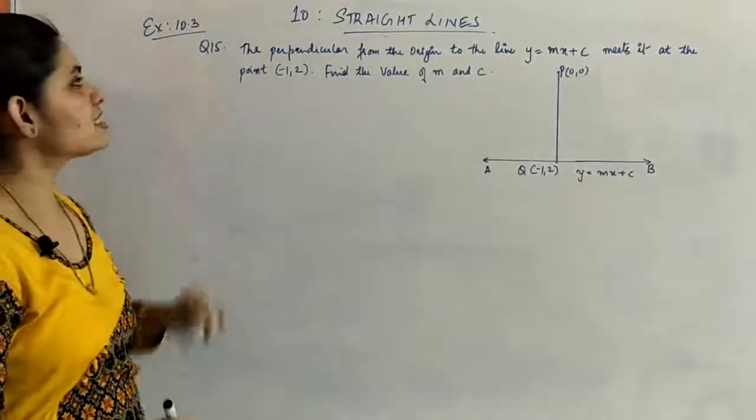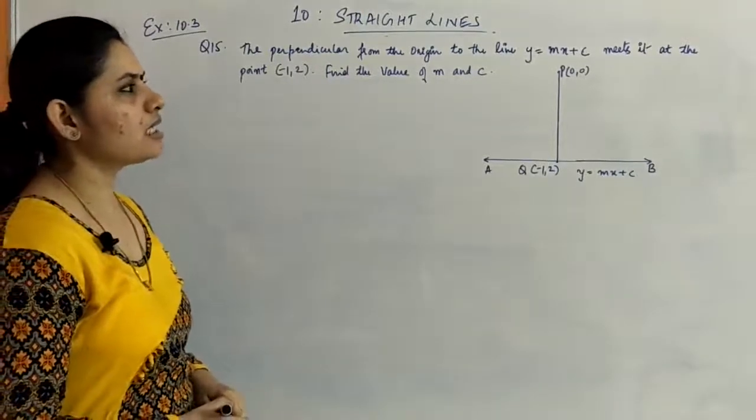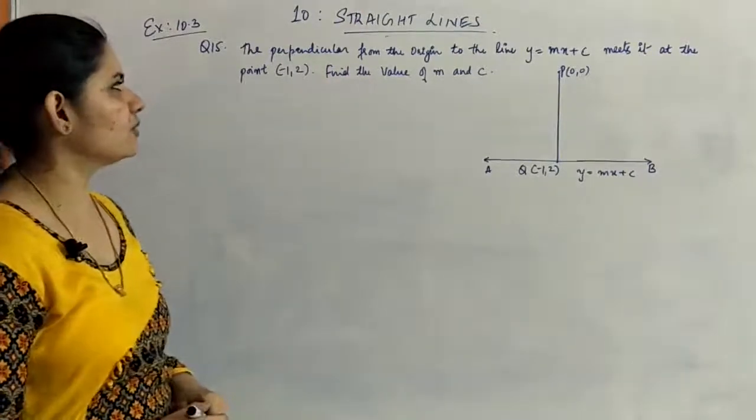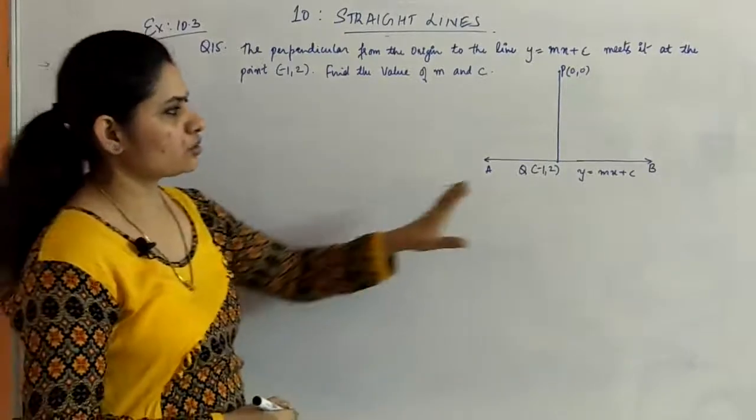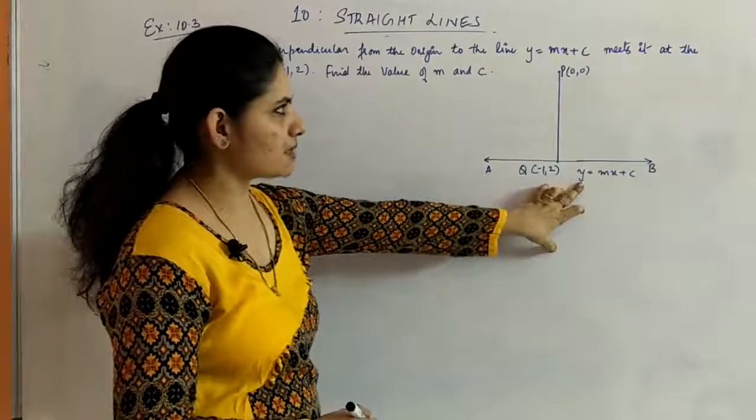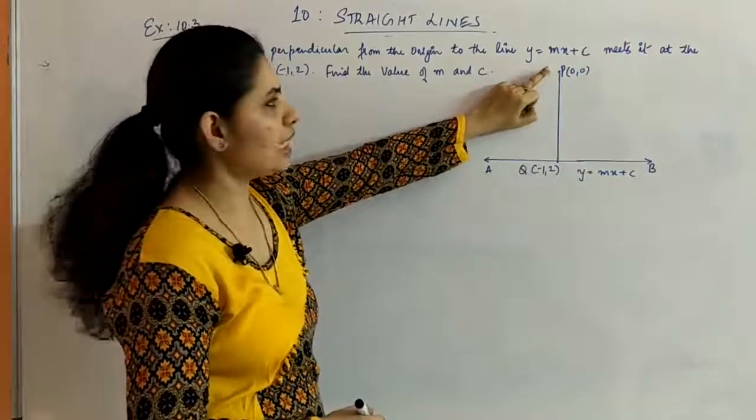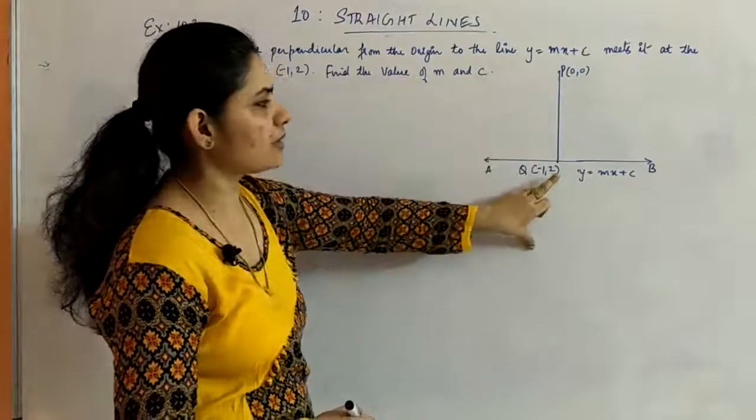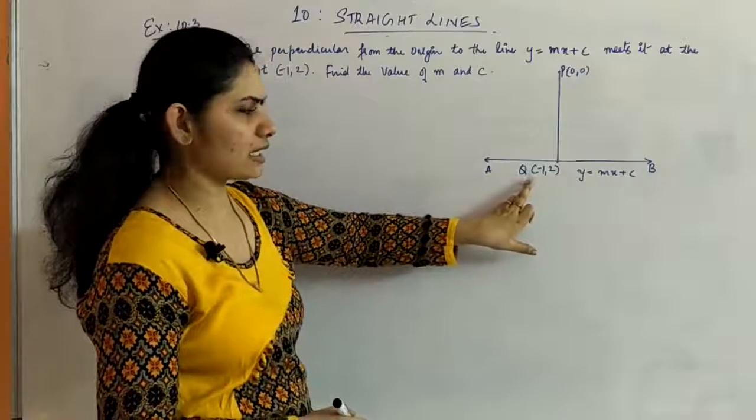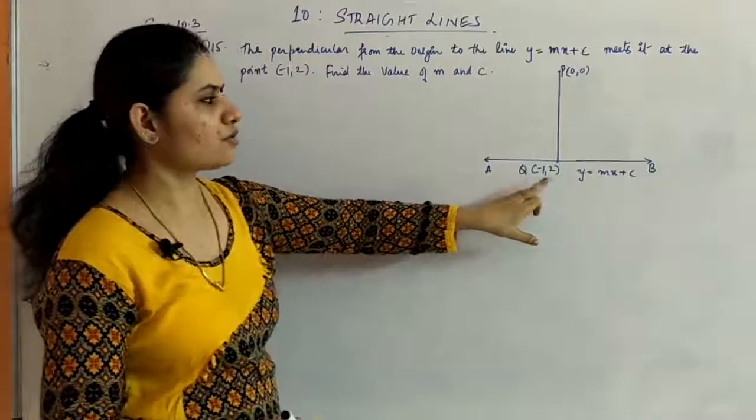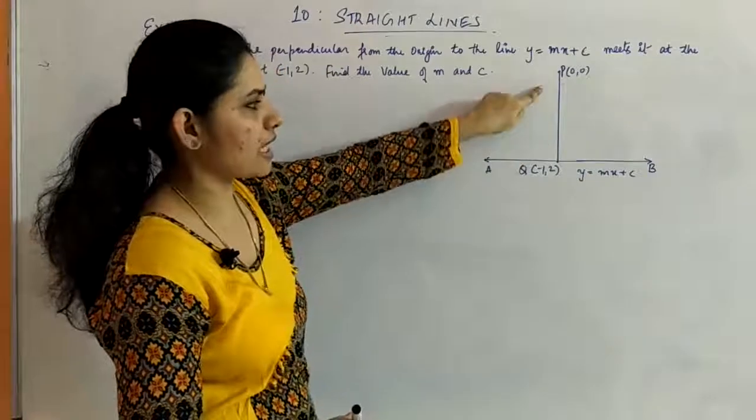Question number 15: the perpendicular from the origin to the line y equal to mx plus c meets it at the point minus 1 comma 2. Find the value of m and c. So this is the given equation, y equal to mx plus c, and the origin is taken as P, and from there you are taking the perpendicular. It meets the line at the point given as minus 1 comma 2, that is taken as Q. So what we need to find out? M and c. For that, first we will find the equation of this line PQ.